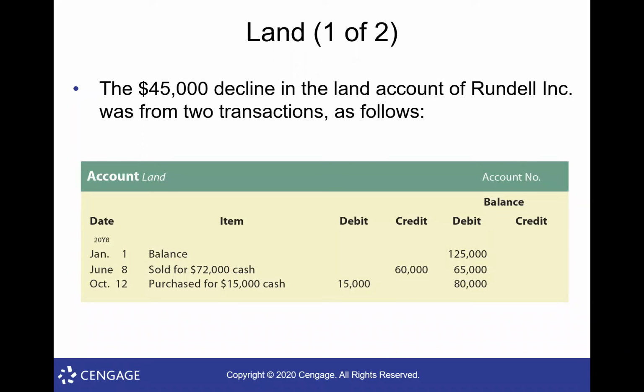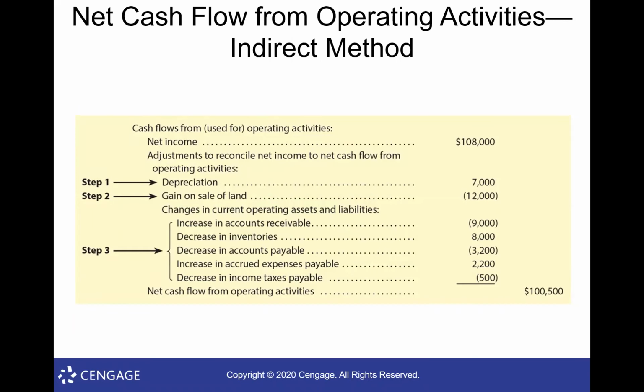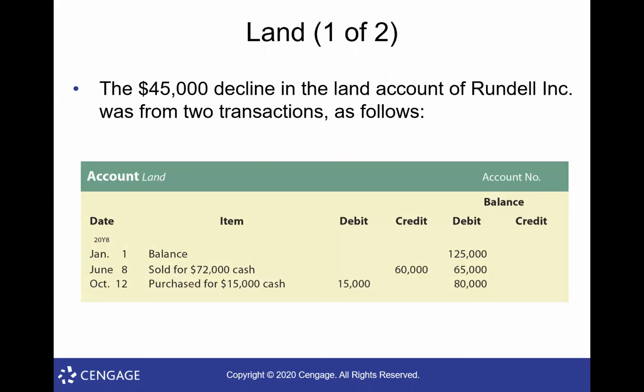So now once we do that, that's the end of the operating, the first section of that statement of cash flows. That's the hardest section, by the way. It's the longest and most involved. So now we're ready to move on to our investing activities. So we can take a look at the changes. There was a $45,000 decline to the land account. The land account had a $125,000 balance at the beginning of the period, and it had an $80,000 balance at the end of the period. In other words, it went down $45,000.